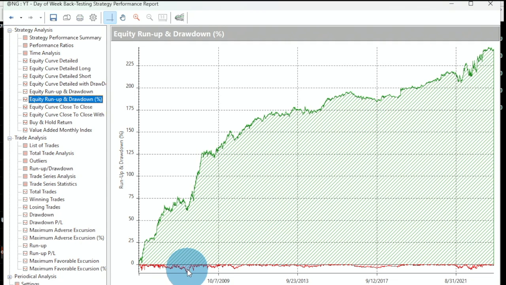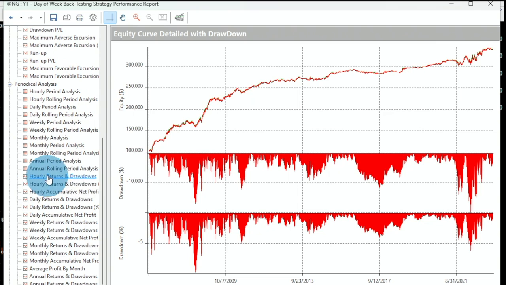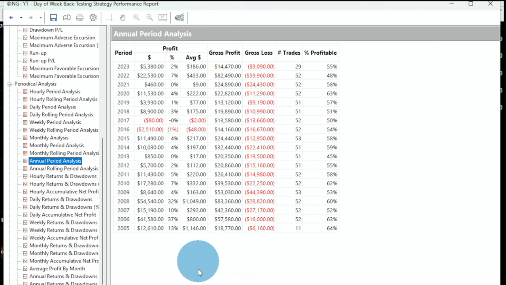And look at the drawdown. We can barely see it, of course. It's about $20,000. This is in 2021. But now to check if this is a fluke or not, let's look at the periodical analysis and let's look at the annual period. So since 2005, we have only 2 years down and they are not that big. I mean, look at this, 2,500, and this is a scratch. This could easily be up.